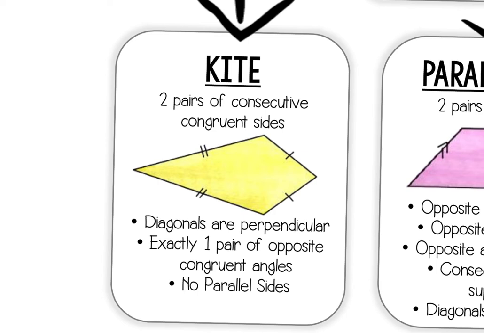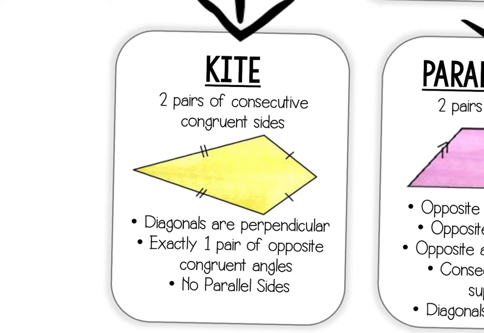We haven't actually gotten into this in our book, but we're going to go ahead and talk about this characteristic and fill this in so as we go we have it. For a kite, diagonals are perpendicular. You'll notice that it doesn't say they bisect each other. Diagonals are perpendicular in a kite. Exactly one pair of opposite congruent angles. No parallel sides in a kite.